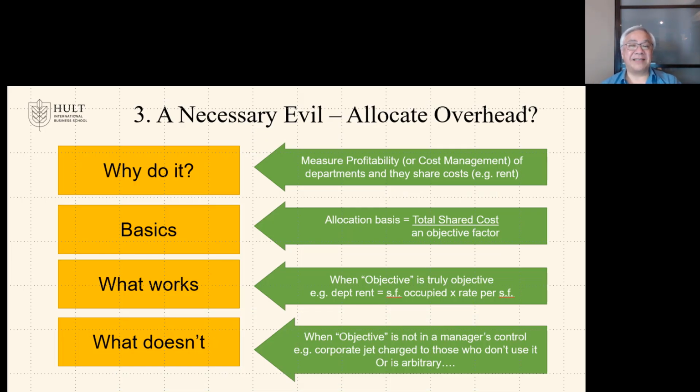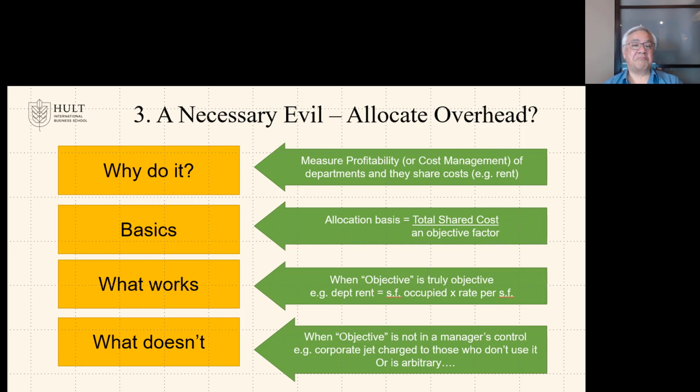Our next topic is a necessary evil, and that's overhead allocation. We will not get into this much inside our course, but it is an important item inside companies. And why? Because we manage profitability not at the corporate level, but at the division or product level. And in order to do that, we have to capture the cost that is involved in a product or the cost that's involved in a division. That's why we need to do it. It's not just to keep accountants fully employed.